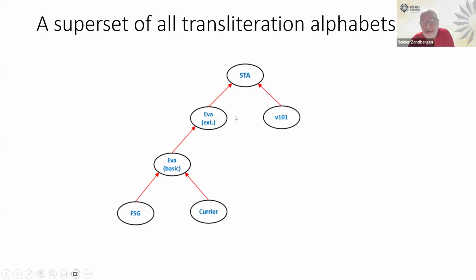But at the same level, we have the V101 alphabet by Claston, which has a different way of representing all the rare characters. And the idea is now to combine these two into a single superset called STA, Super Transliteration Alphabet. I will call it STA in the following.